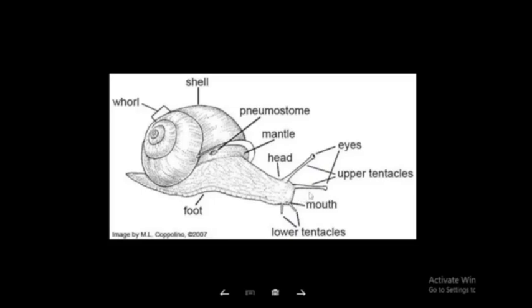This is the label diagram of the snail. So you can see them bearing the eyes, and then the lower tentacles also, where the mouth part is. So this is what I refer to as the muscular foot. This part here is the muscular foot that has cilia on it, and this cilia aid their movement. It is with that they are able to move about on the surface where they are found.